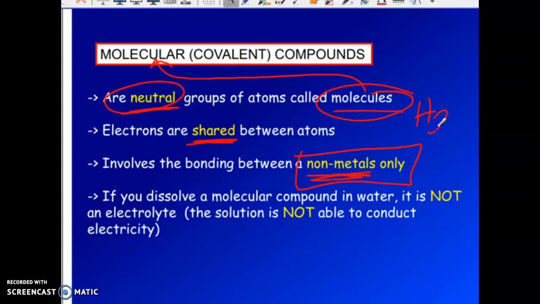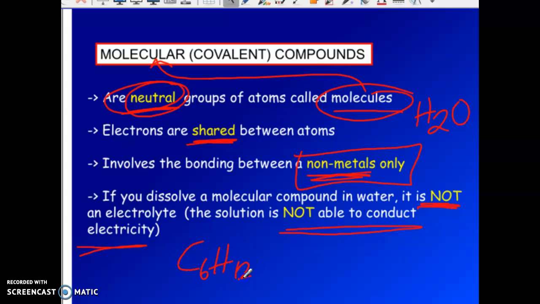So I'll give you an example. Water. Hydrogen and oxygen are both non-metal elements. So molecular compounds, when they dissolve in water, are actually not able to conduct electricity. And the reason why is because they're neutral. In order for electricity to be conducted, there has to be a charge. So another example of a molecular compound is glucose or sugar. So when you dissolve glucose in water, that cannot conduct electricity. So salt in water, yes. Sugar in water, no.